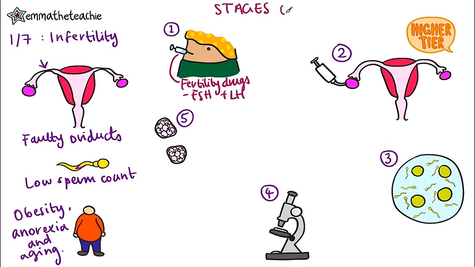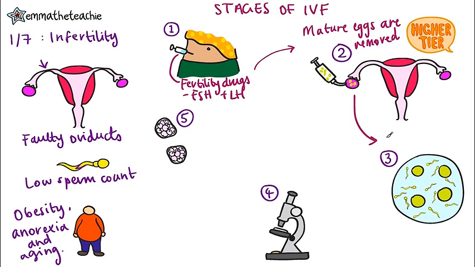IVF, or in vitro fertilization, is another treatment that can be used for women who have faulty oviducts or when there's no obvious cause for infertility. The first stage is exactly the same. She is given fertility drugs. This causes her eggs to mature, and these are then removed from the ovaries, like this. Then the eggs are mixed with sperm in the lab, so that fertilization happens.